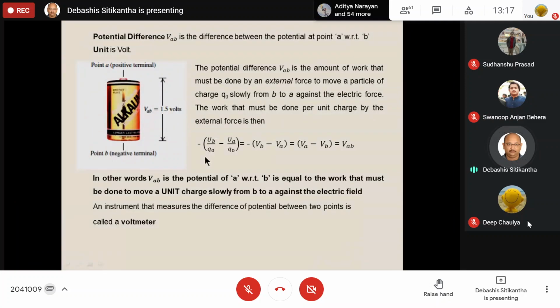So now, yes, it's okay. We have learned what electric potential is. But let us, as engineering students, practically try to understand what this electric potential difference actually is.